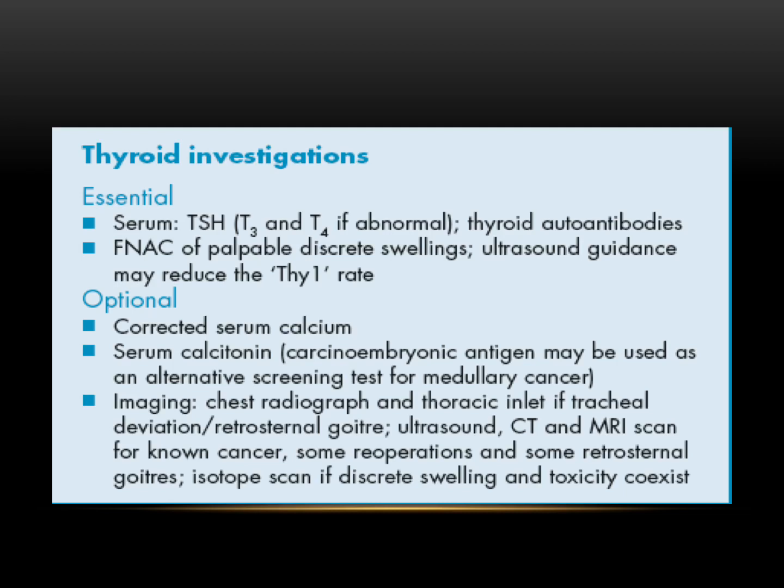Optional: corrected serum calcium, serum calcitonin, and also carcinoembryonic antigen, which may be used as an alternative screening test for medullary cancer. Imaging: chest X-ray, thoracic inlet X-ray for tracheal deviation or retrosternal goiter. Ultrasound, CT scan, MRI for unknown cancer, some reoperations and some retrosternal goiter. Isotope scan if discrete swelling and toxicity coexist.